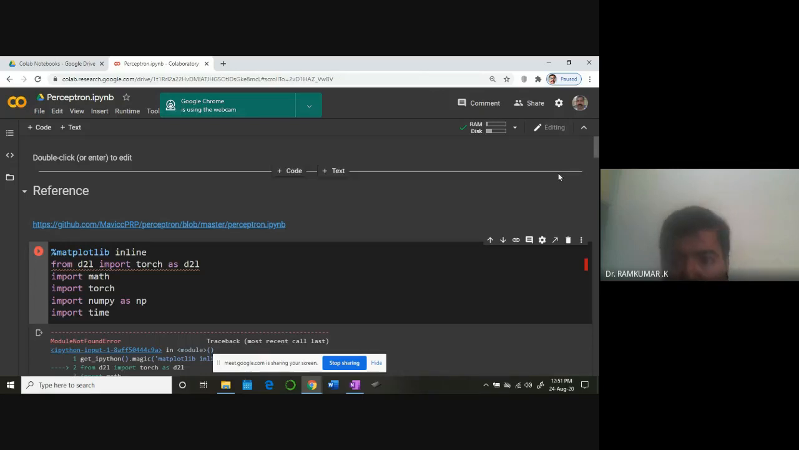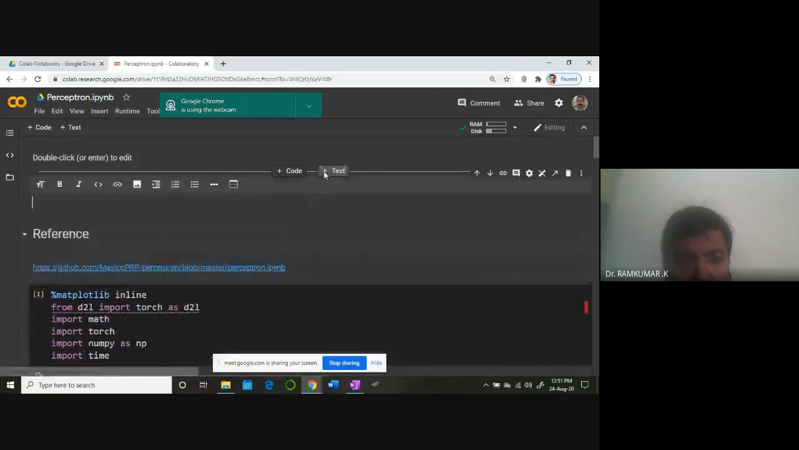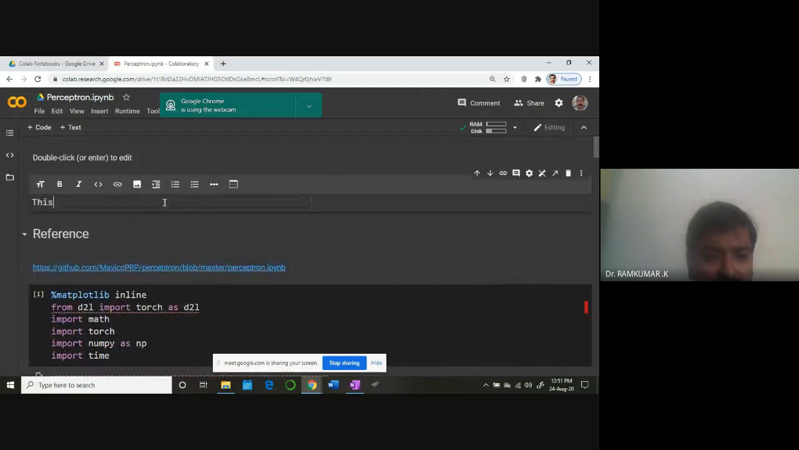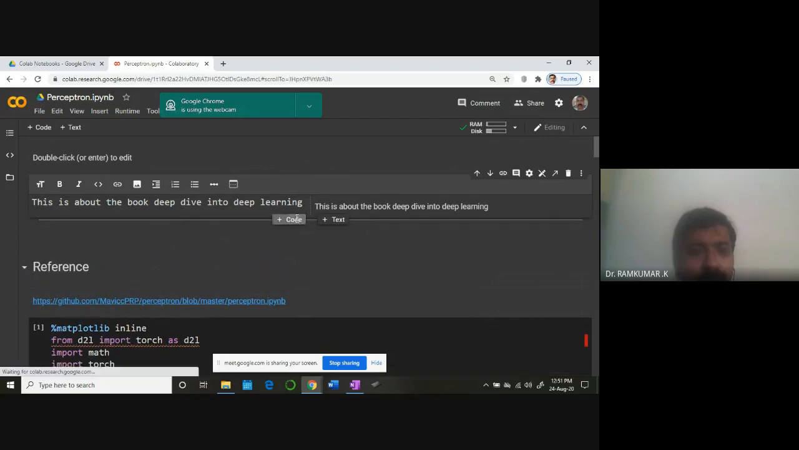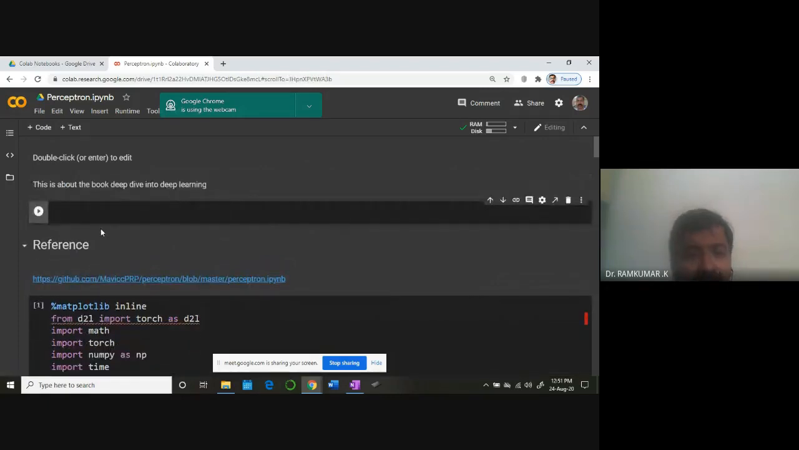And one more point I would like to say here. When you are working on a project or something, use the text box. You can type whatever you want. For example, this is about a book. For every line of code, whatever you are working out, you can give comments like this using the text. Thereby, your code will be very clear to anybody who is going to work with you.